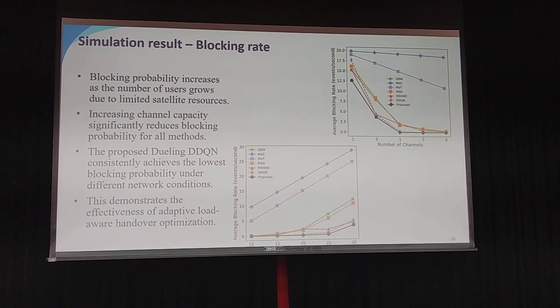This figure shows the blocking probability under different user numbers. As the number of users increases, blocking probability also increases because satellite resources become limited. However, the proposed dueling DDQN consistently achieves the lowest blocking probability among all methods. This demonstrates that our framework can effectively perform adaptive handover optimization.